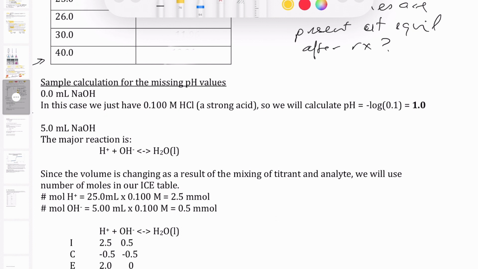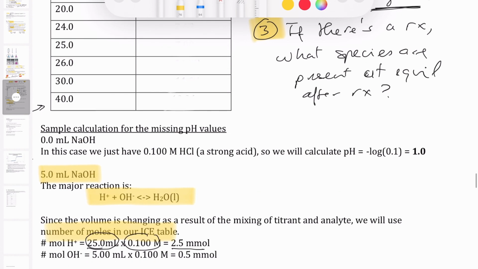If I have 5 milliliters of NaOH, as we just said, the major reaction that's going to happen is just H plus plus OH minus goes to H2O. Now we have to calculate which species has a larger quantity. For that, we have to calculate the number of moles of each that we have. Our H plus is just whatever we have originally. It's 25 milliliters times 0.1 molar. That gives us 2.5 millimoles.